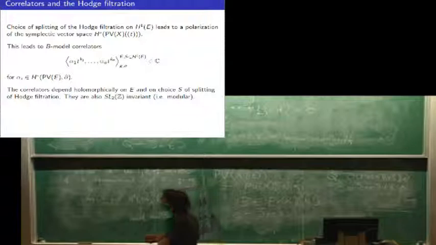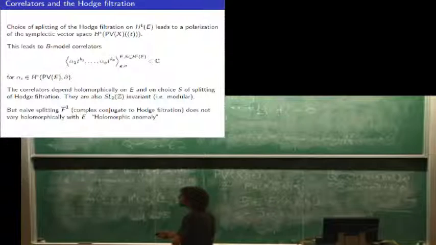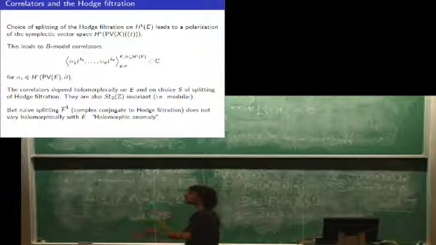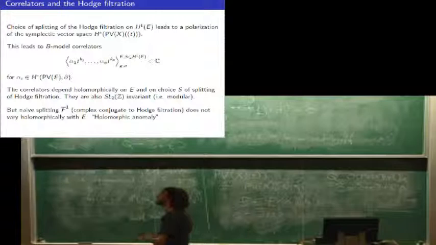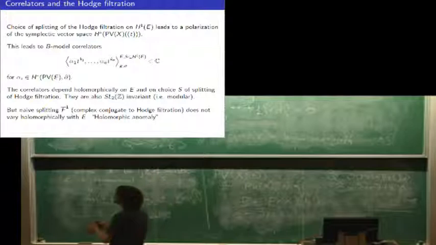Now, if you're naive, I mean, maybe a very natural thing to do would be to take the complex conjugate splitting of the Hodge filtration. This does not vary holomorphically with E. And that leads to the fact that if I use this splitting, I get something which is not holomorphic, the so-called holomorphic anomaly equation. But you know, the failure to be holomorphic is kind of controlled by these Bogoliubov transformations I mentioned.